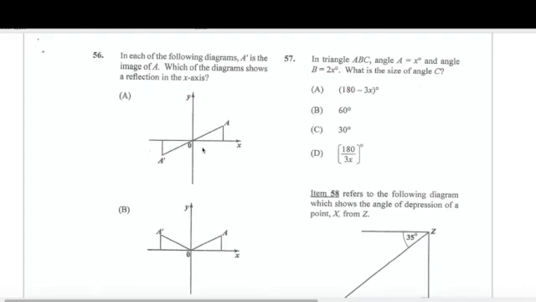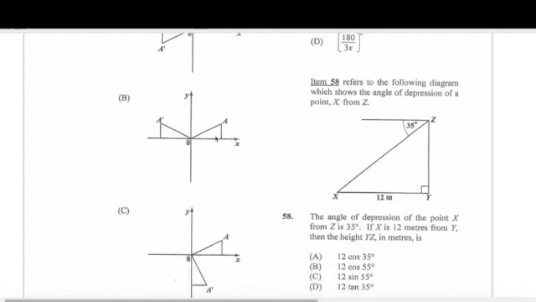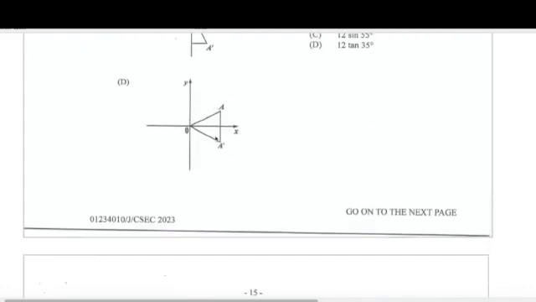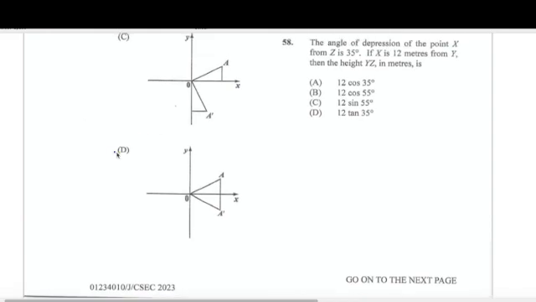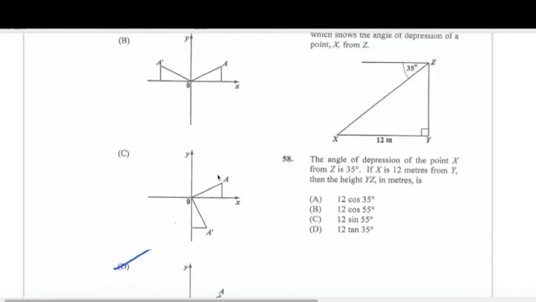Number 56. In each of the following diagrams, A prime is the image of A. Which of the diagrams shows the reflection in the x-axis? So I see in here A and A prime. A reflection in the x-axis will be this, D. If this is A, then the x-axis will be like a mirror, and this is A prime.